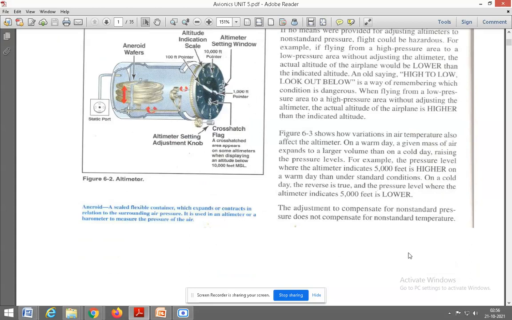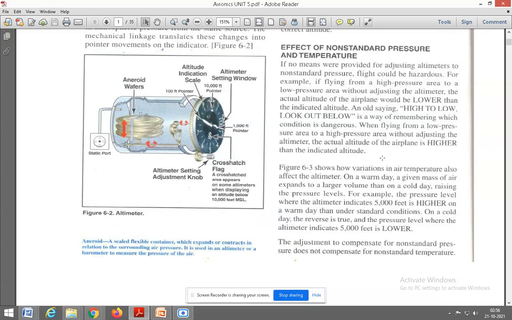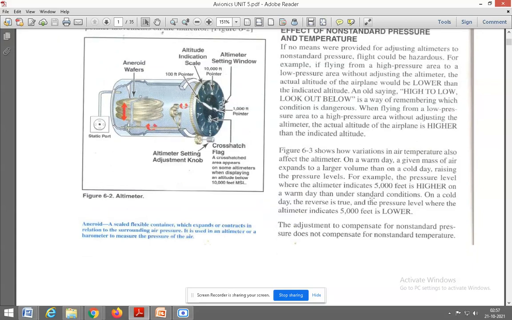அதே மாதிரி variation in temperature. இப்போ pressure value-வில் variation இருந்துச்சுன்னா you have to change the altitude value, unless it will be entered into the dangerous one. அதே மாதிரி temperature, air temperature also will affect the altimeter.